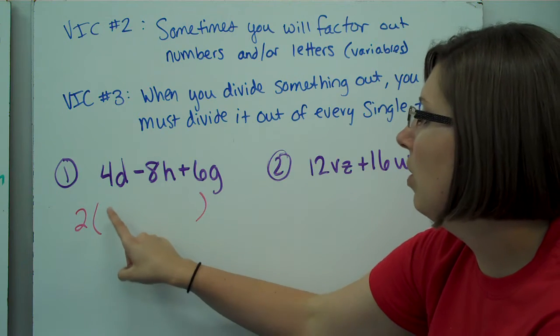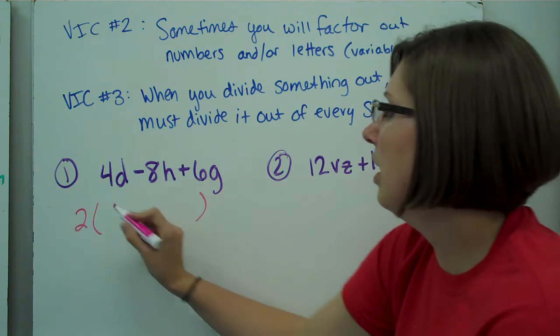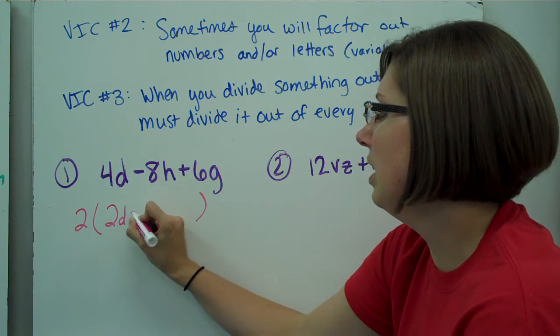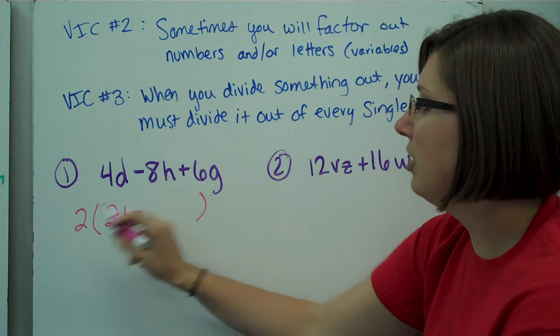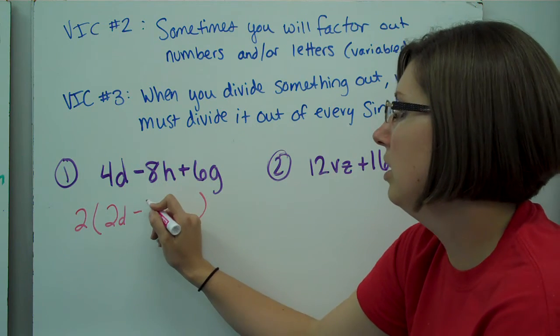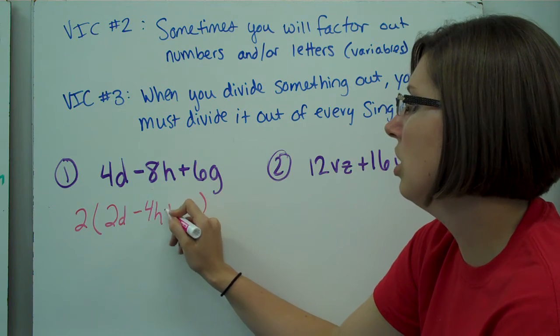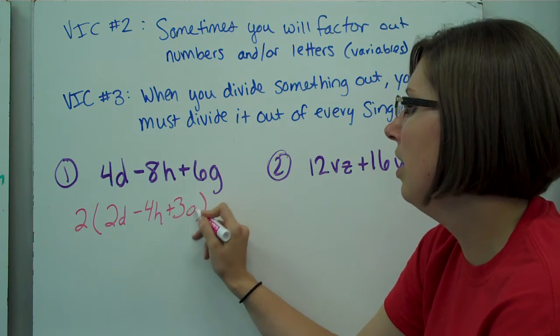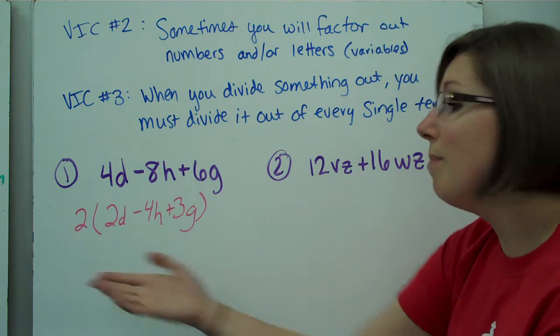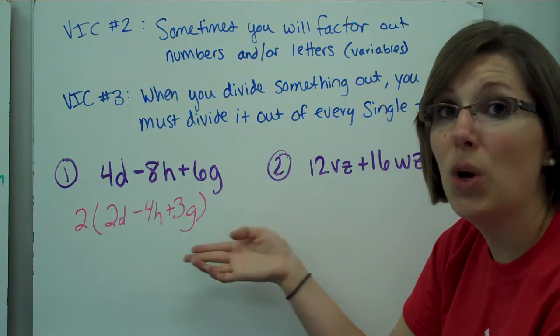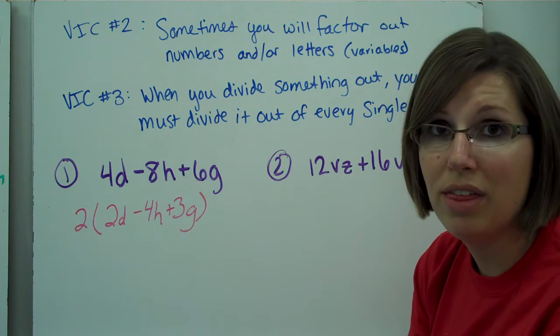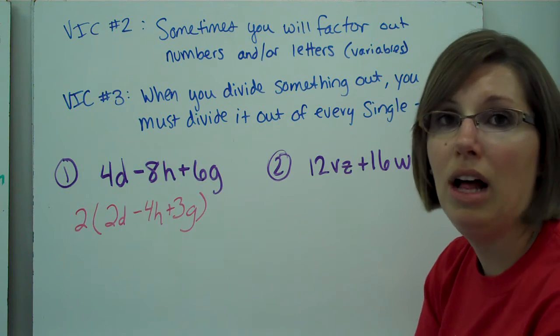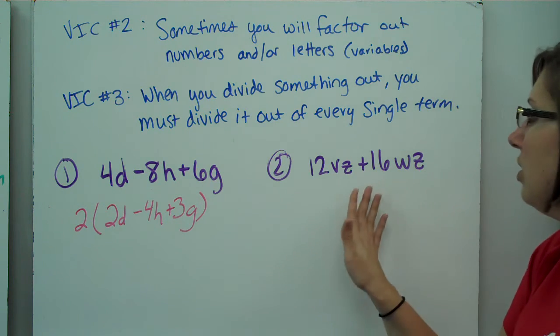parentheses. So 4d divided by 2 is 2d. 8h divided by 2 is 4h. 6g divided by 2 is 3g. What remains is equivalent to what we started with. I just simplified it a little bit more. Let's try this one.